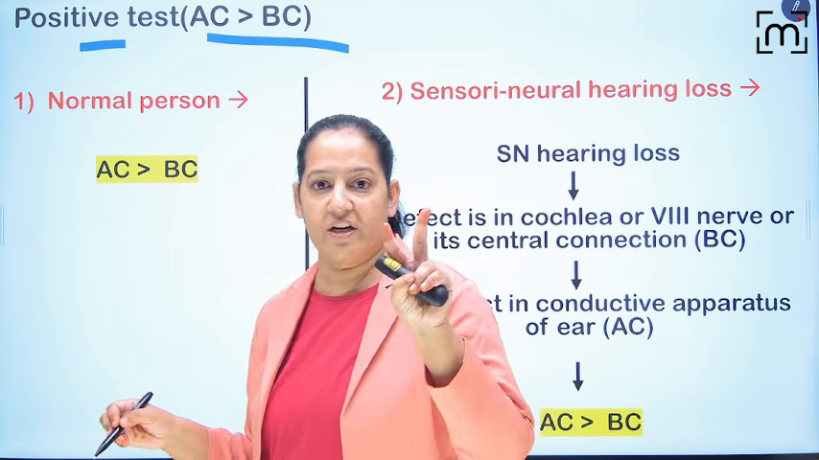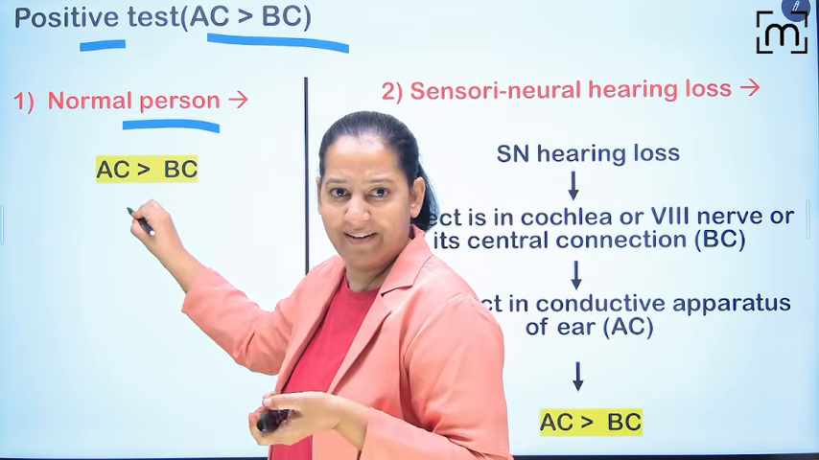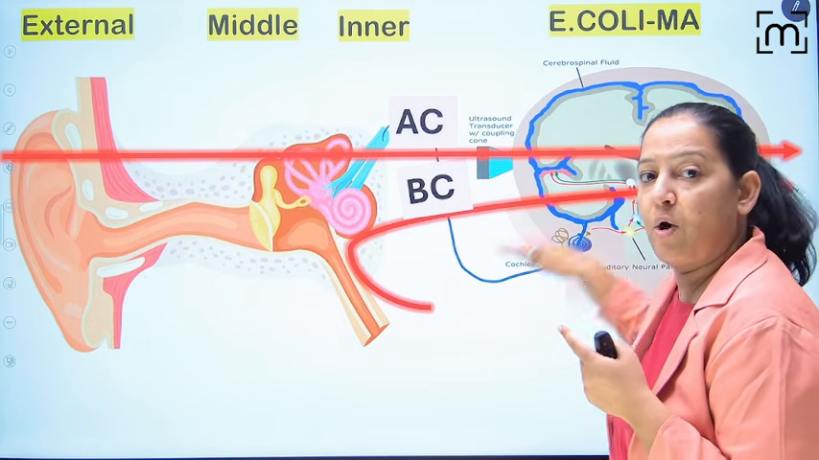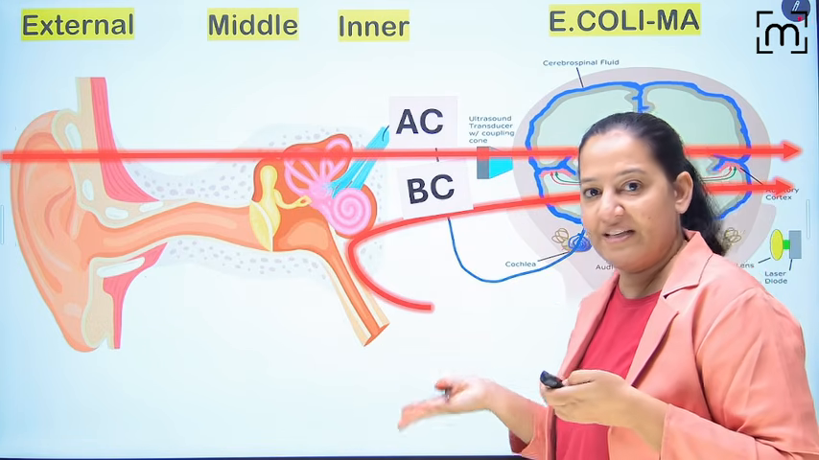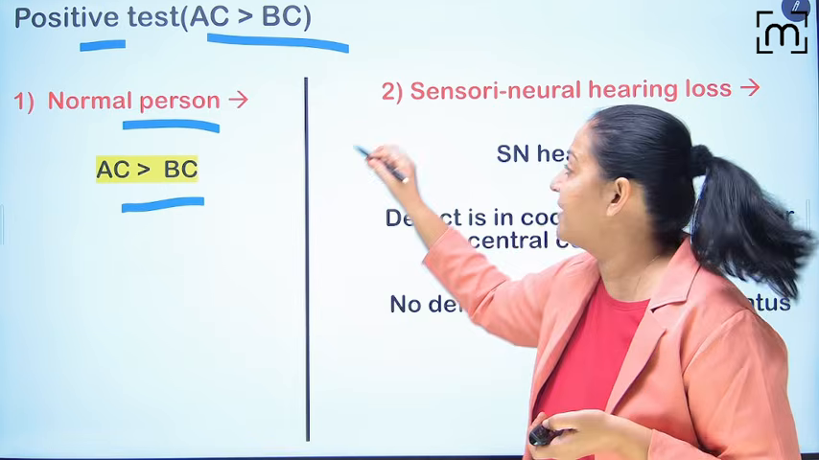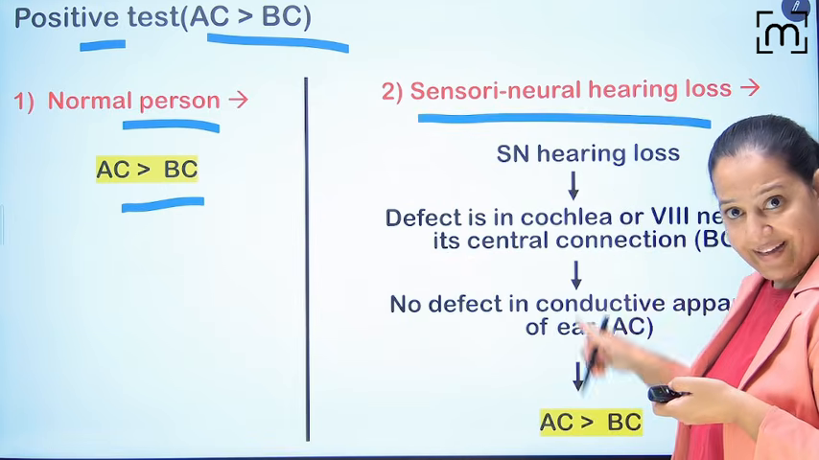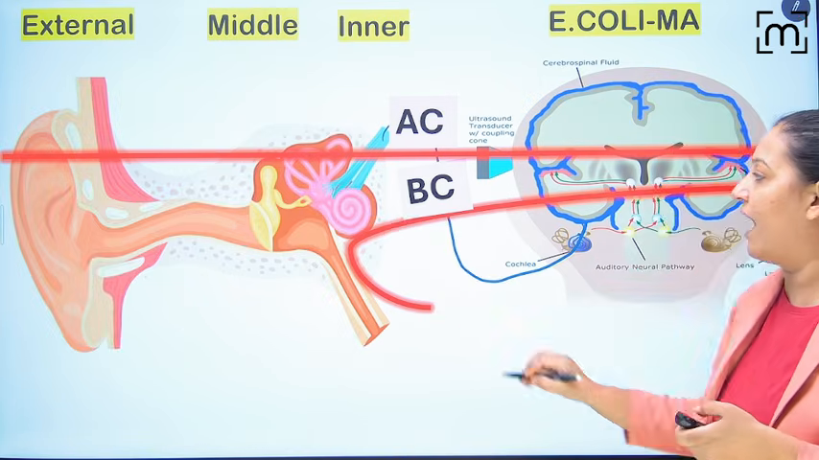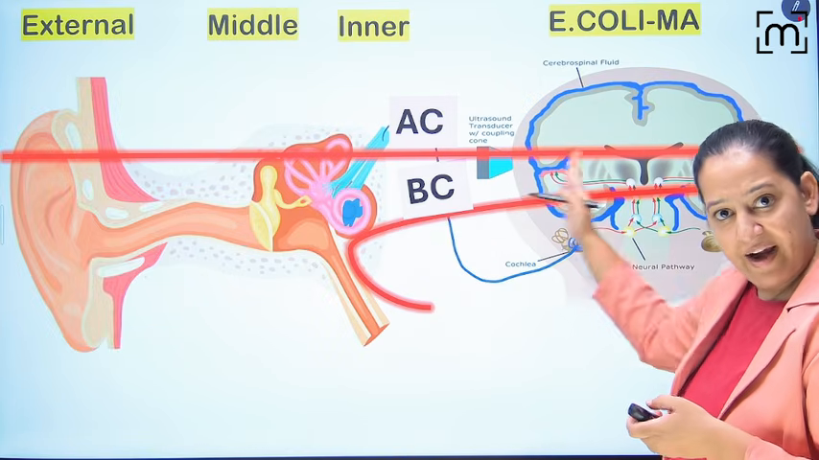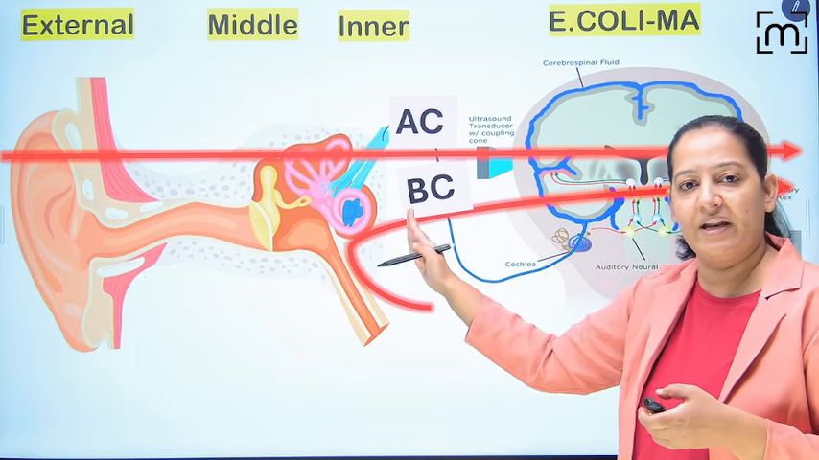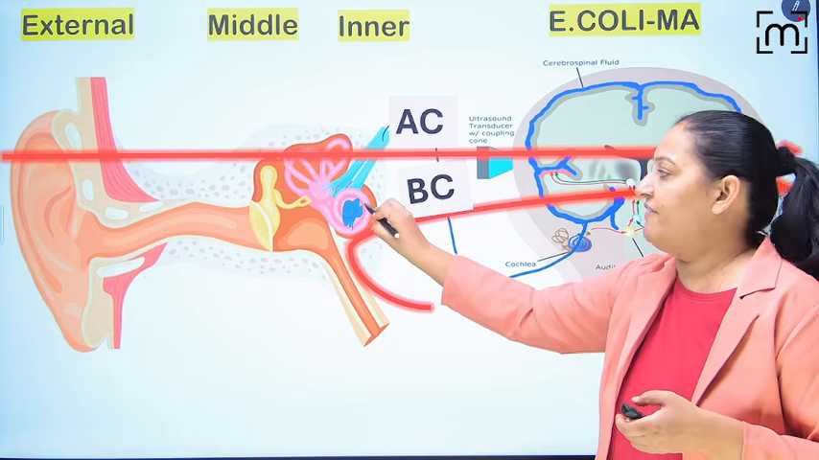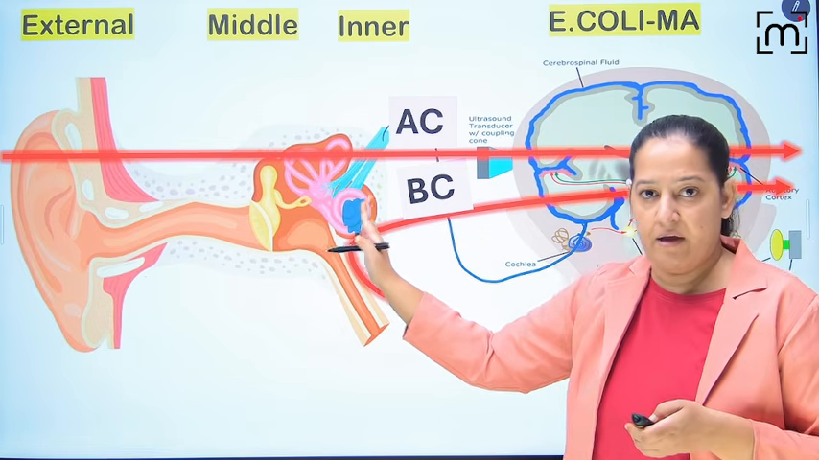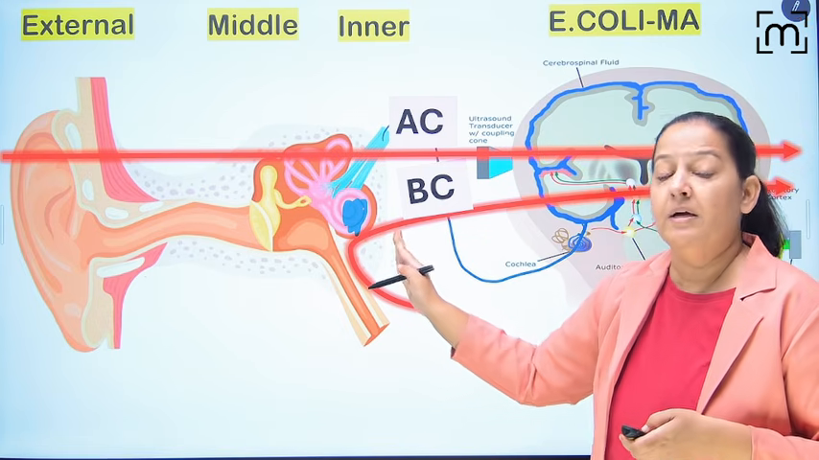It happens in two conditions. Normally, AC is greater than BC, no need to explain. Obviously, even a blind person can see this line is longer than this line. But in sensory neural deafness, you have to write like this. There is a lesion either in the cochlea or ahead of the cochlea: cochlea, 8th nerve, brain, lesion anywhere. That is sensory neural deafness.